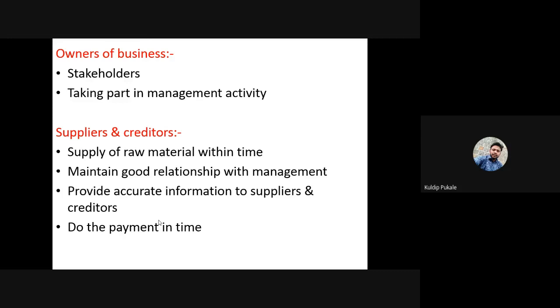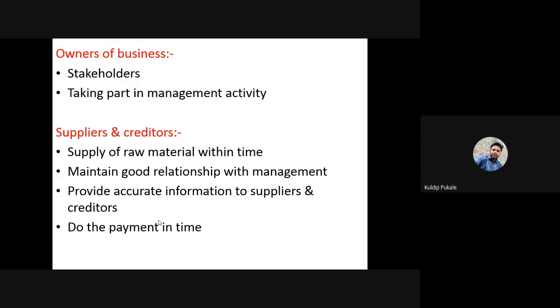Then suppliers and creditors. The supply of raw material within time. If raw material does not arrive in the industry within time, then the whole process will be stopped. So it is required to supply raw material within time, then maintain a good relationship with management. सप्लाय अँड क्रेडिटर्स म्हणजे कसं, सप्लाय आणि परचेस डिपार्टमेंट हे जे 2 डिपार्टमेंट आहेत त्यामध्ये जर रिलेशनशिप व्यवस्थित मेंटेन नसेल तर तुमच्या ऑर्डर्स कॅन्सल होऊ शकतात.